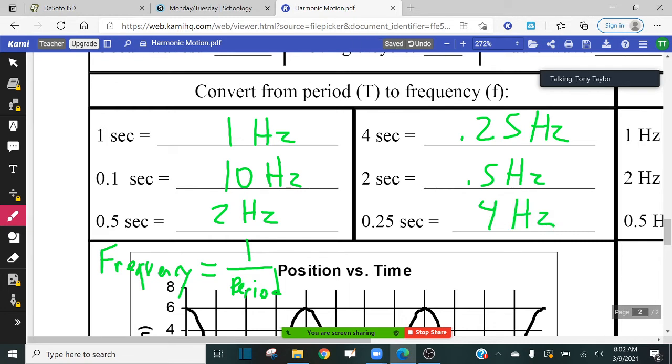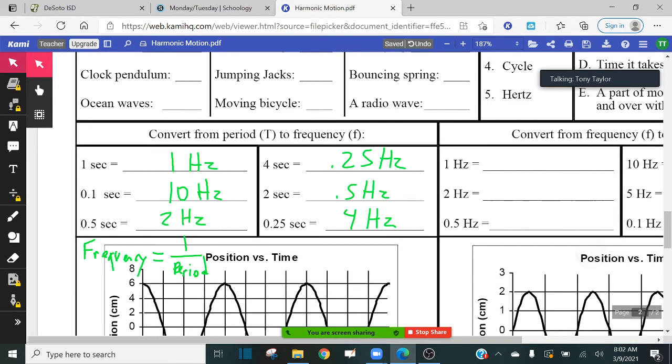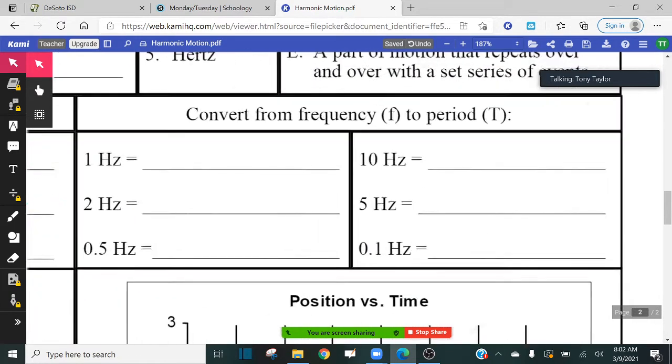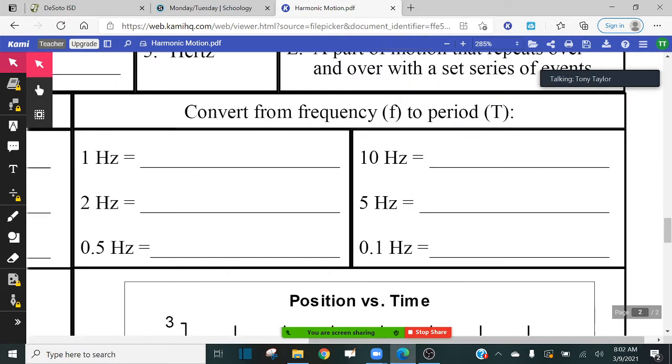So hopefully everybody got that. Anytime you want to find frequency and you know the period, you just do 1 divided by the period to give you your frequency. Okay, so everybody got that? So with that stated, let's go over here and look at this column right here. Notice we're going backwards compared to what we just did before. Here they give us our frequency in hertz, and they ask us to find the period in seconds.